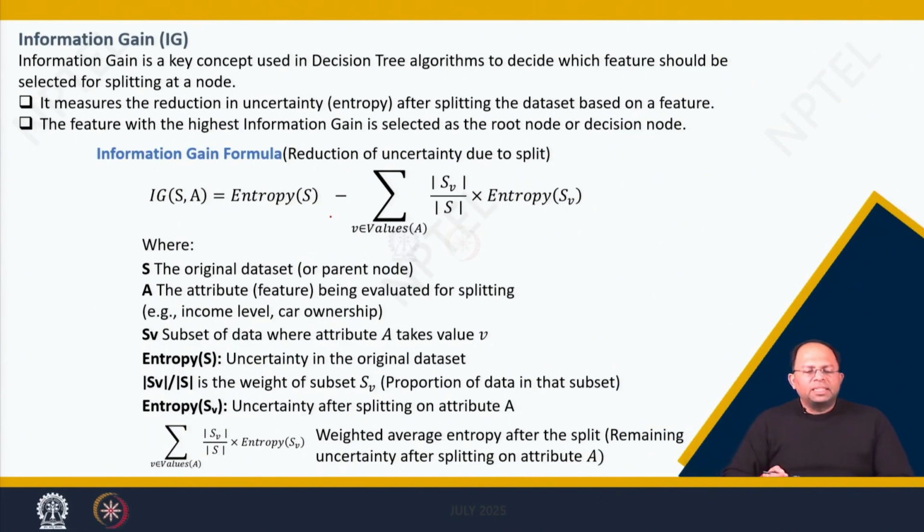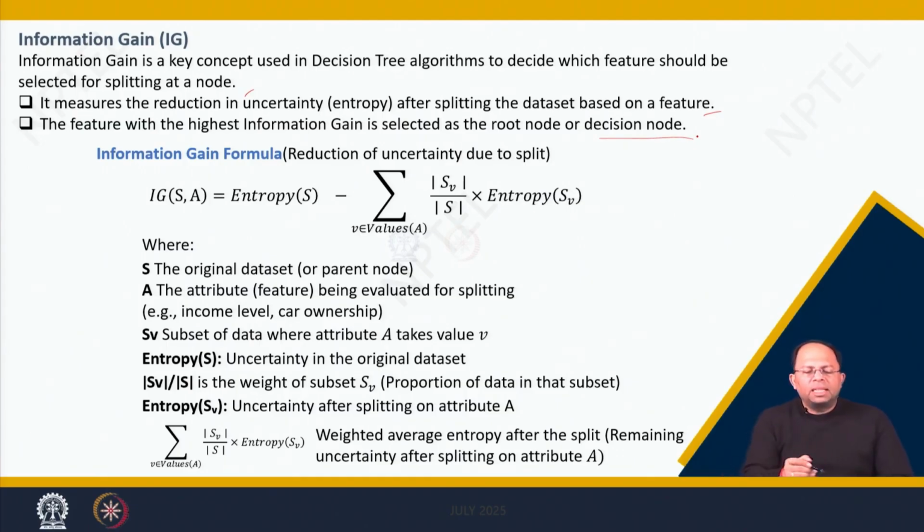So over here you can see exactly that. Information gain is a key concept used in decision tree algorithms to decide which features should be selected for splitting a node. The feature which gives us more information gain, we will definitely select. What it does is measure the reduction in uncertainty or entropy after splitting the data set based on a particular feature. That means the feature with the highest information gain is selected as a root node or a decision node, as per the level of split we are at.